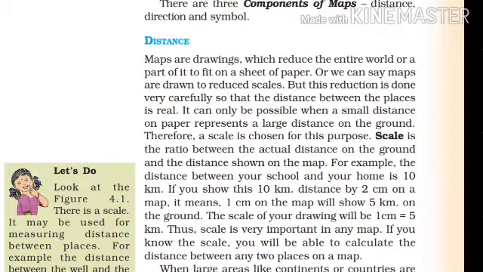Now come to the first component of a map, and this component is distance. What is distance? The space between two places is called distance. Suppose we measure the distance between your school and your home, this will be called distance. So the space between two places is called distance.